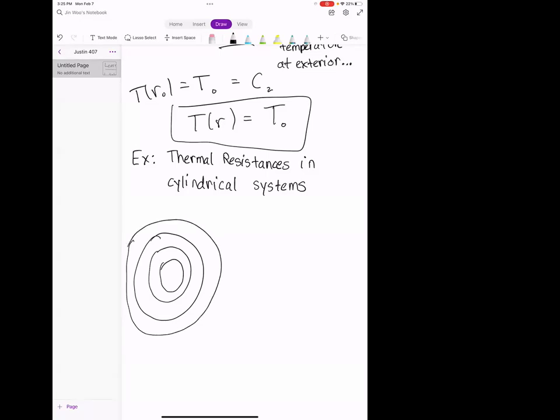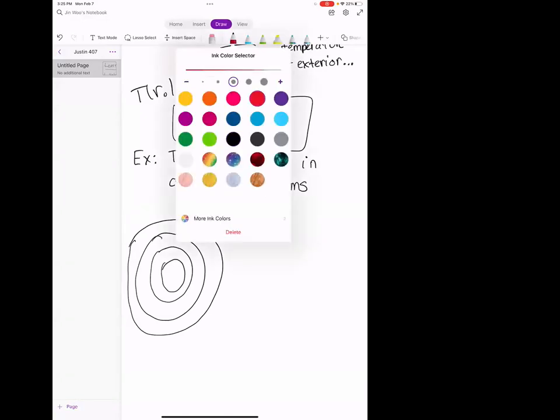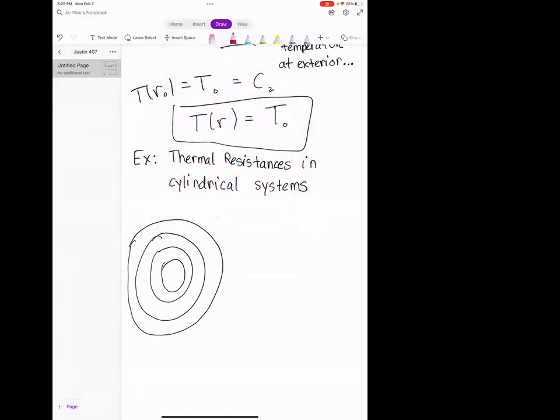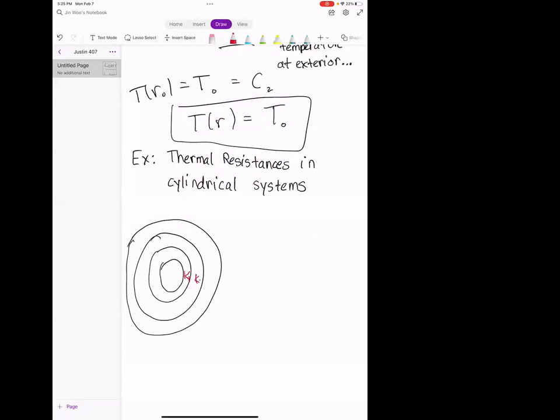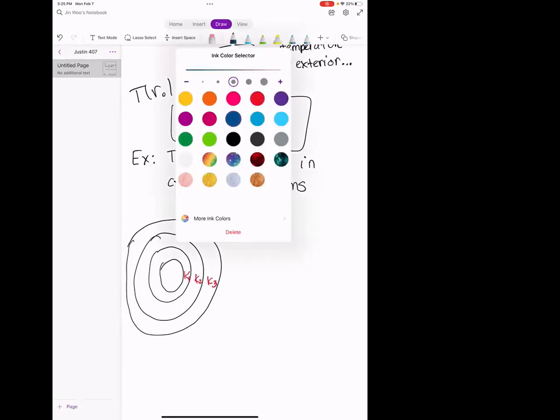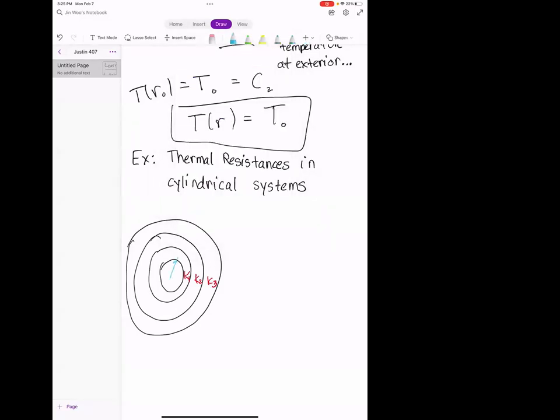Let's say that we have 3 layers of solids. This is a solid layer right here, so this is k1. Then we have another layer on top of that, k2, and another layer on top of that, k3. We can label all of the radii here. Let's say the innermost radius we'll call r1, the second radius is r2, the third radius is r3, and the outermost radius is r4.